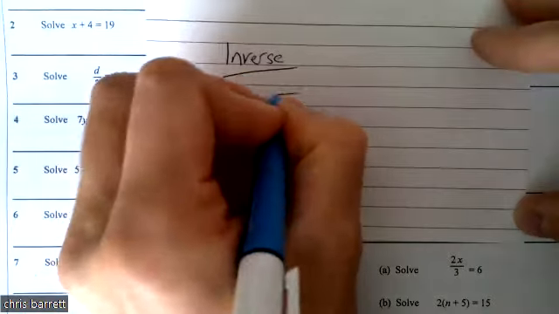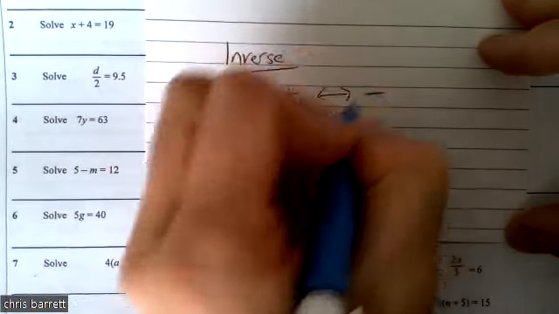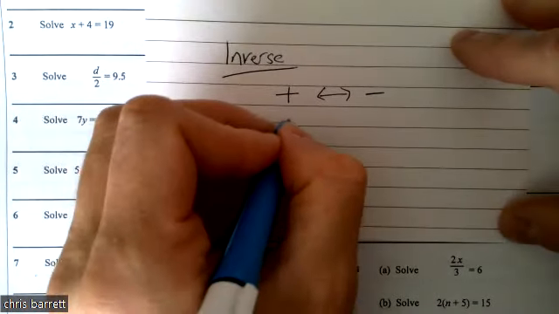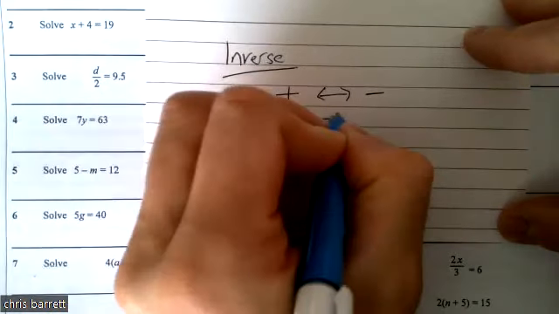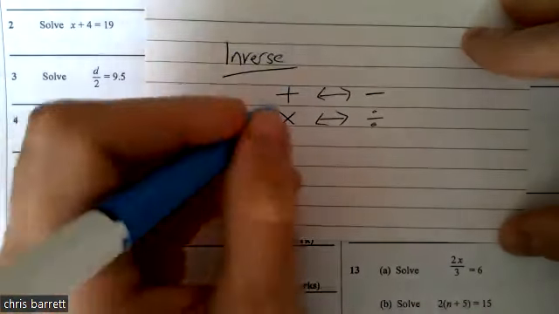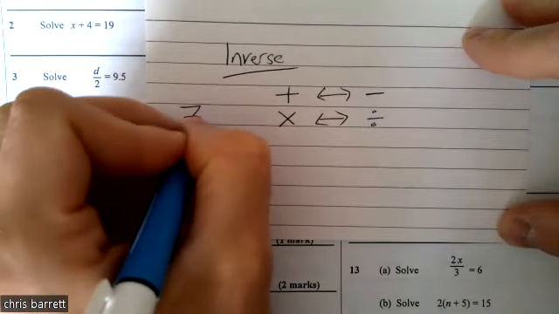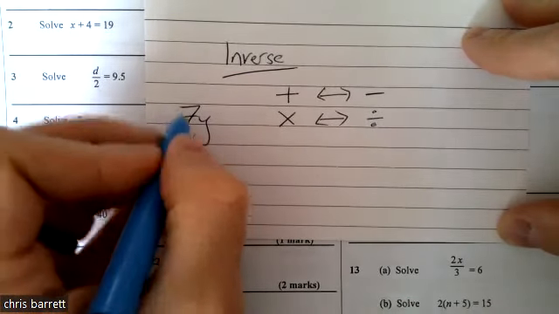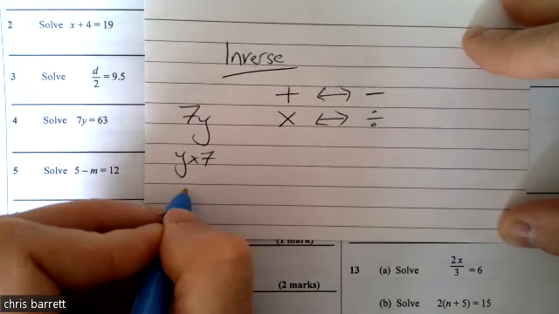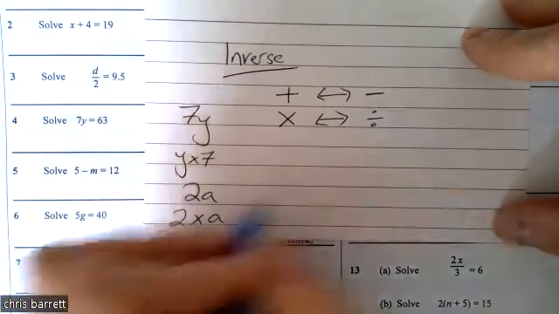the first thing is, if you're seeing add, the inverse of adding is going to be subtracting, or the inverse of subtracting will be adding. Multiplication and division are the inverse of each other. In algebra, we're going to see multiplying in things like 7y. So 7y means y multiplied by 7. For example, 2a would mean we've got 2 multiplied by a.